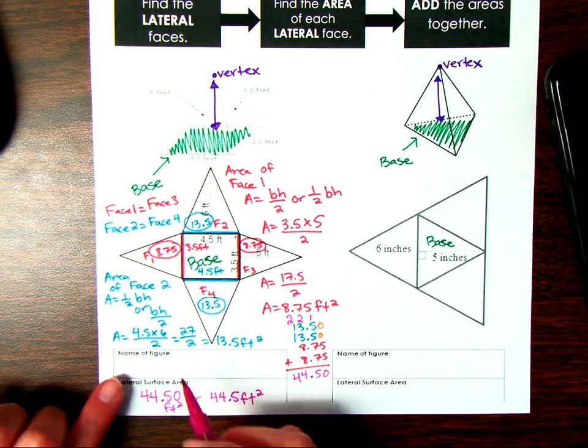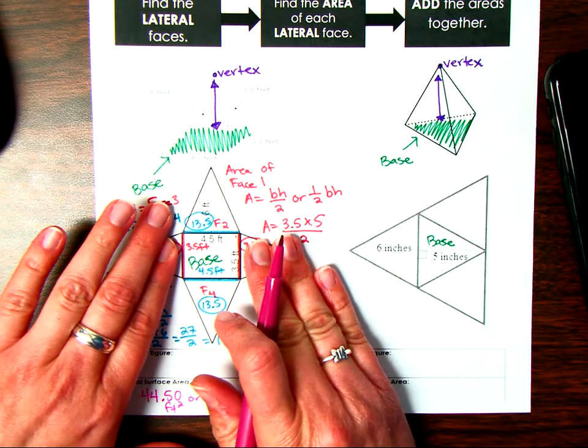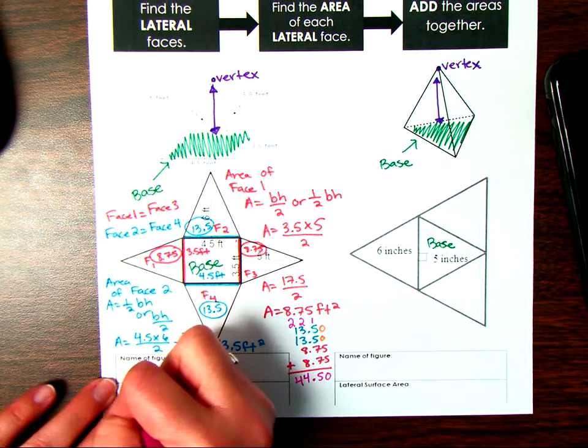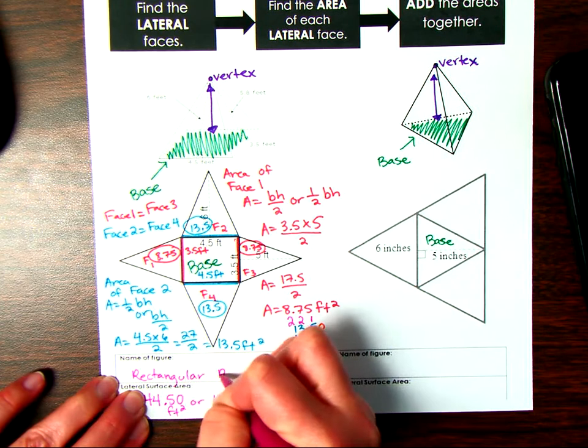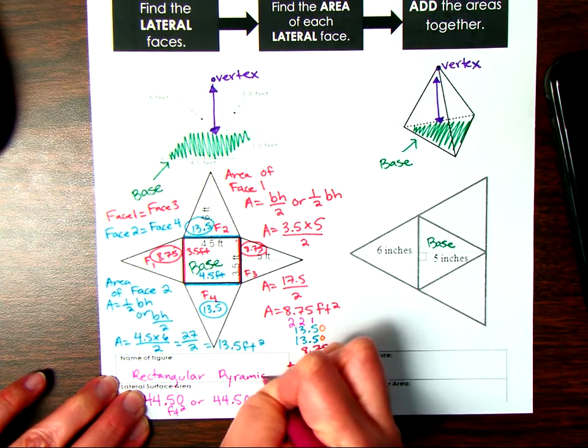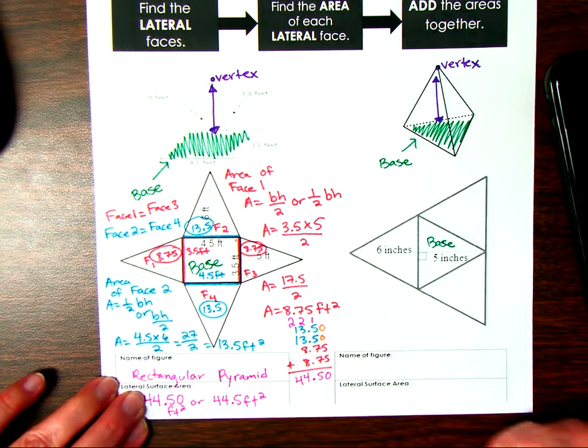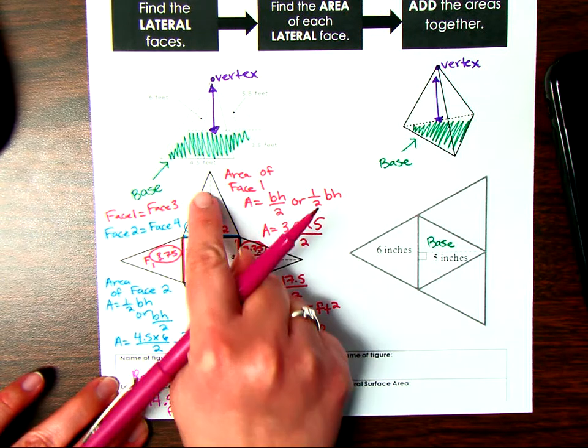The name of the figure is what the base is. So the base is a rectangle, so this is a rectangular pyramid. There are 2 reasons why we know it's a pyramid: 1 base, and all the faces are triangles.